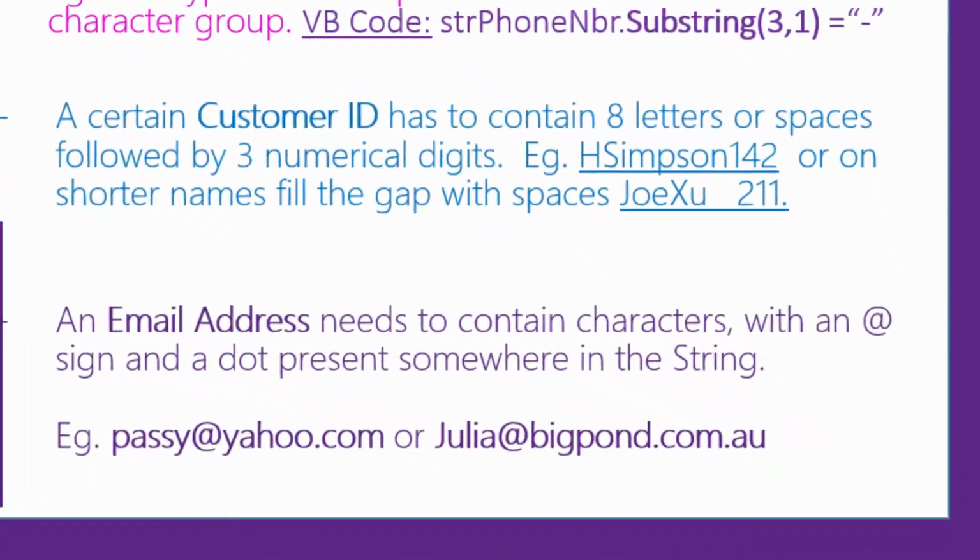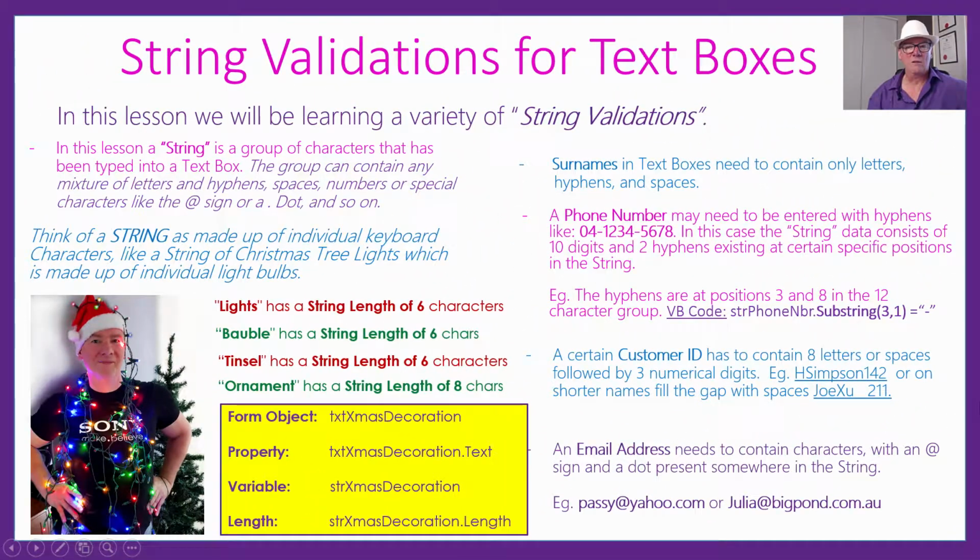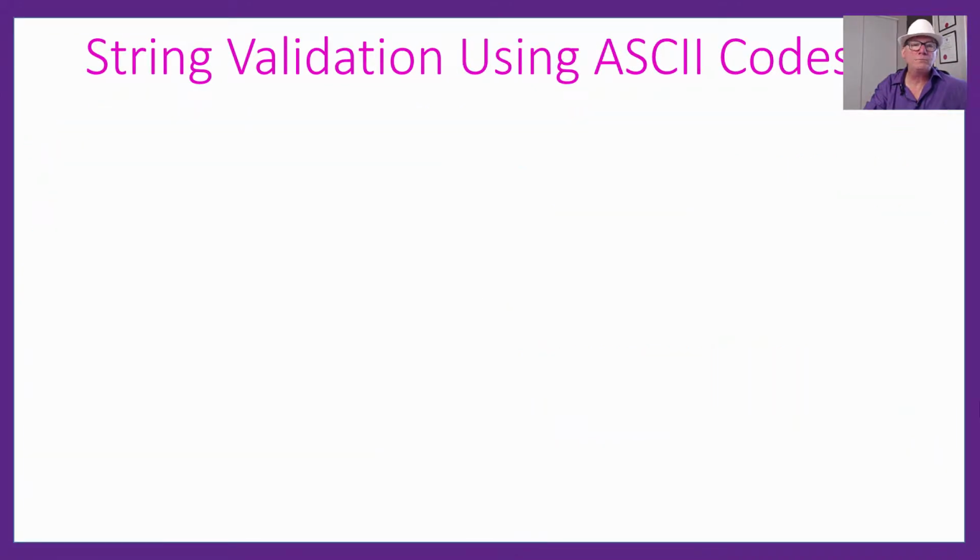And email addresses, so something like passy@yahoo.com, julia@bigpond.com.au. We can check that it's got the @ sign in it, that it's got a dot something on the end of it, and so we can check that it's the right sort of format. So we're going to be doing validation for all those sorts of things, and it is going to be a long lesson, but remember, just use the index in the description for the video, because then you can just go and watch the section that you need to watch.